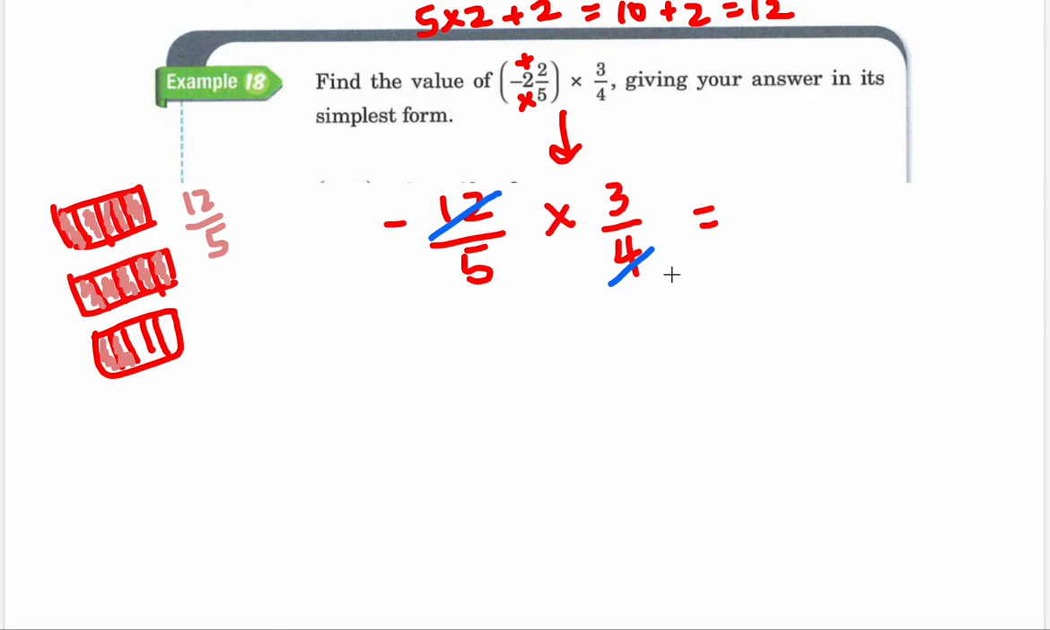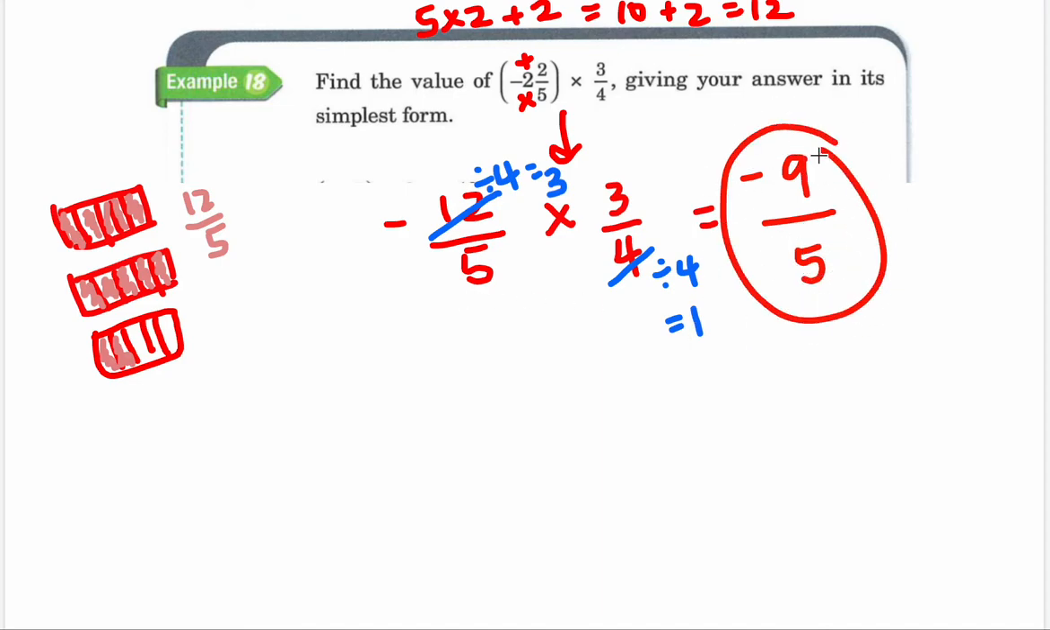4 divided by 4 is 1. 12 divided by 4 is 3. So we have 3 times 3 on top, which is 9, and don't forget that negative, over 5 times 1, which is 5. So it's negative 9 fifths, because a negative times a positive, negative times positive is negative. So that's negative 9 fifths.